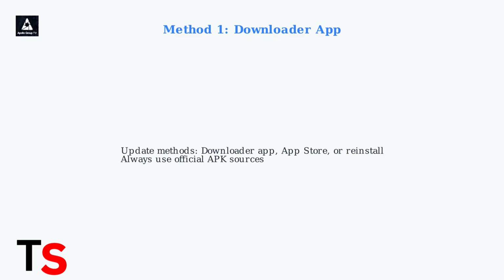These three methods cover all scenarios for updating Apollo Group TV on your Fire Stick. The Downloader app method is most reliable, but try the App Store method first if available. Remember to enable developer options and always download from official sources.